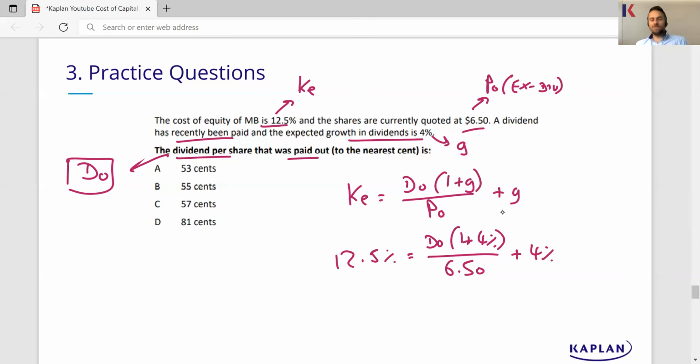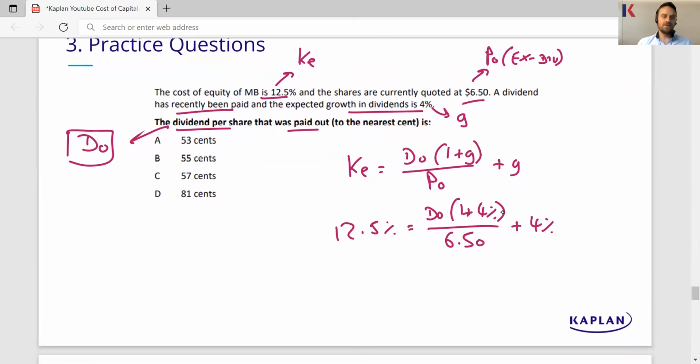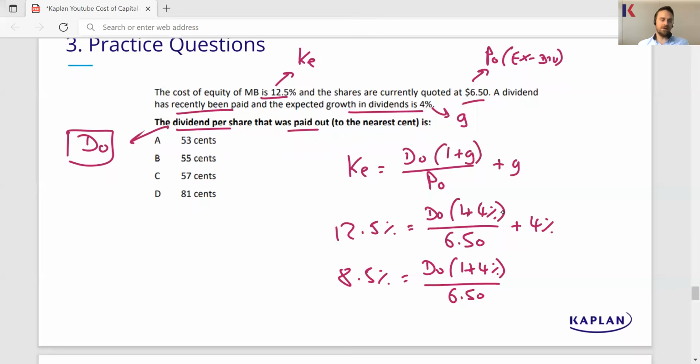It's then just maths, isn't it? We just need some maths to rearrange it. So if you take away 4% from both sides, we end up with 8.5% equals D0 times 1 plus 4% over 650. If you then times both sides by 650 to cancel that out, and then divide by 1 plus 4%. Again, if you're okay with rearranging, this is then straightforward. If not, you might just need to go away and practice. But what I'm going to do, I want D naught on its own.